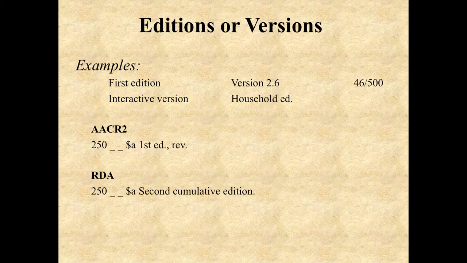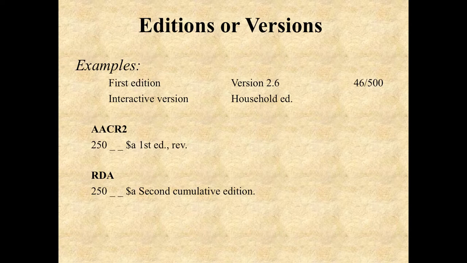Next, we're going to turn to edition or version information. So when we talk about an edition, we're talking about all of the identical copies of something offered to the public at the same time. So some issues that can come up with this. What words are used to indicate that? Are numbers used? Do we abbreviate that edition statement?